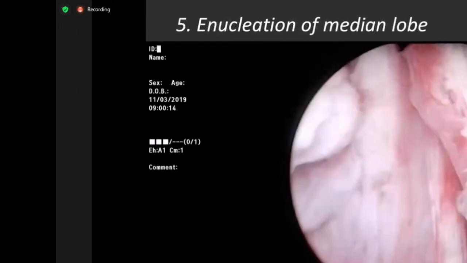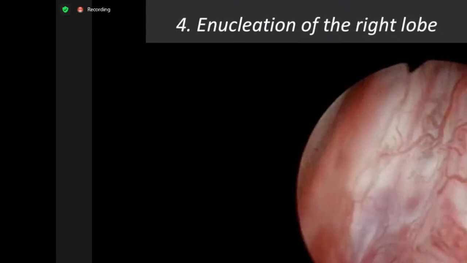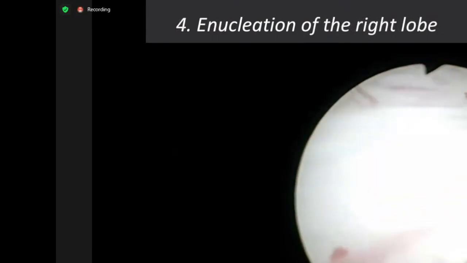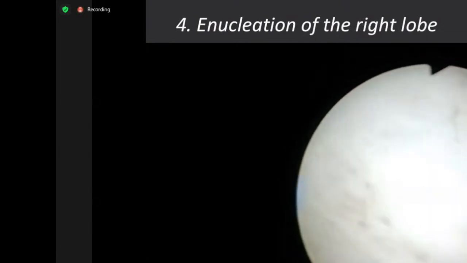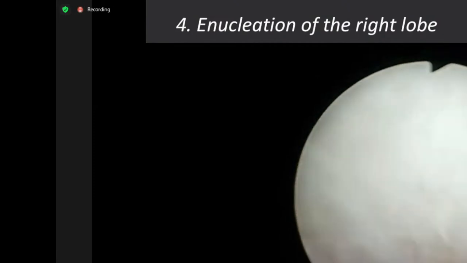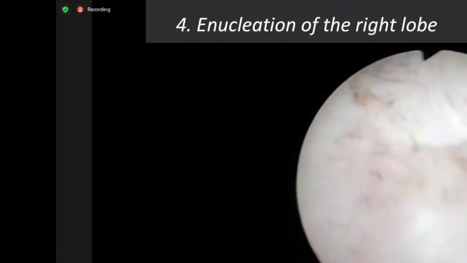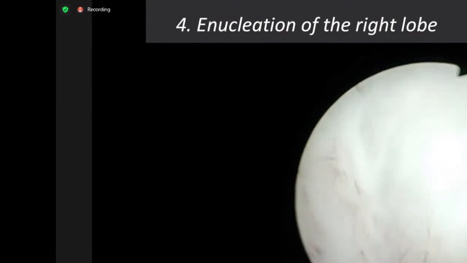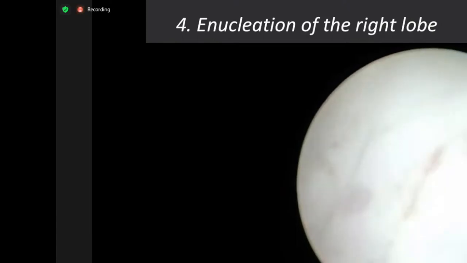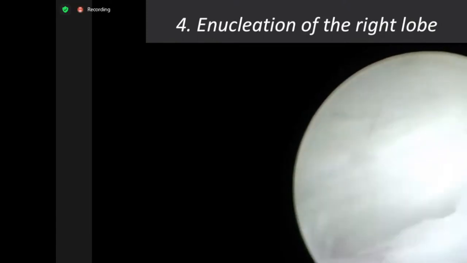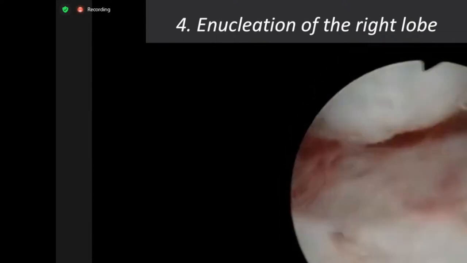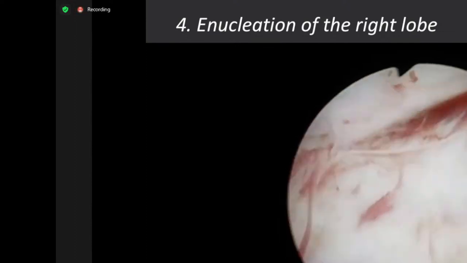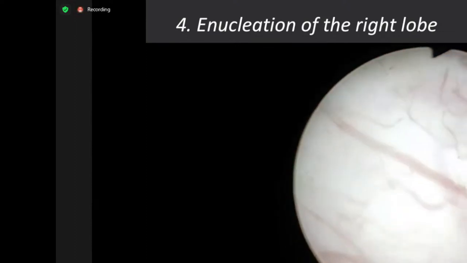And then you go back to the apical area and you start with the enucleation of the right lobe, which is basically similar to what I have done on the left side. But again, try to go more lateral and more superior than you expect. And because I'm a right-handed surgeon, you would realize that when you do the right lobe, it's ergonomically not as comfortable, but with more experience and time, you will get used to it. And again, you go bit by bit until you reach the bladder neck area.